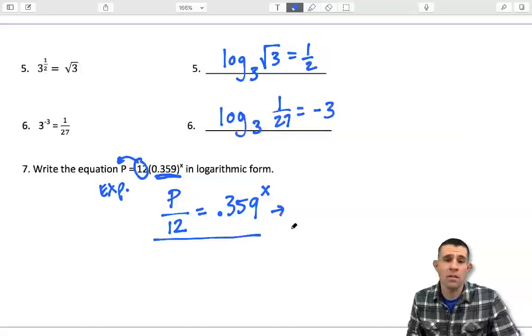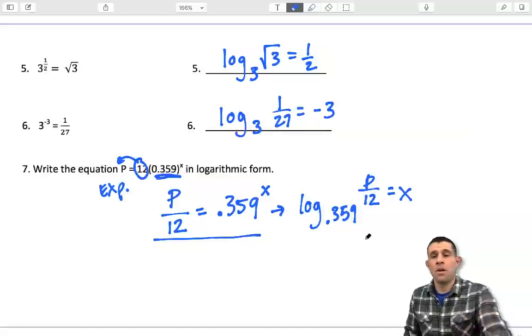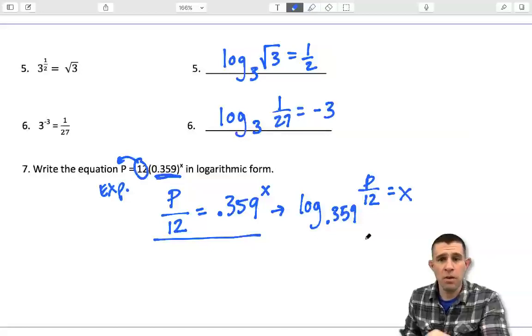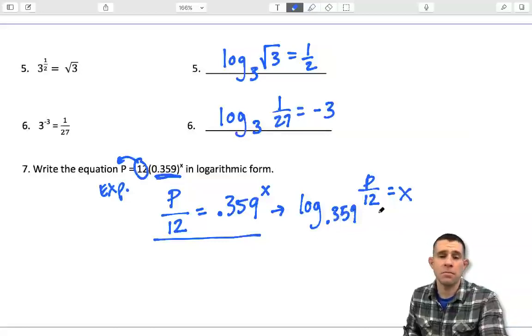I can write this in logarithmic form. My base is 0.359, so I'll write log. My subscript is my base, 0.359. My power here is p over 12, which should be equal to x, which is my exponent. All right, looks a little confusing, but try to keep everything straight. The subscript is always the base. The power is what goes next to that log with that base, and it's set equal to the exponent.